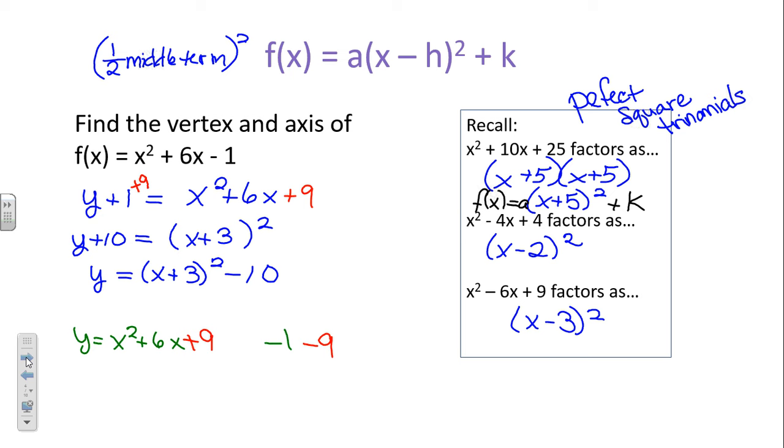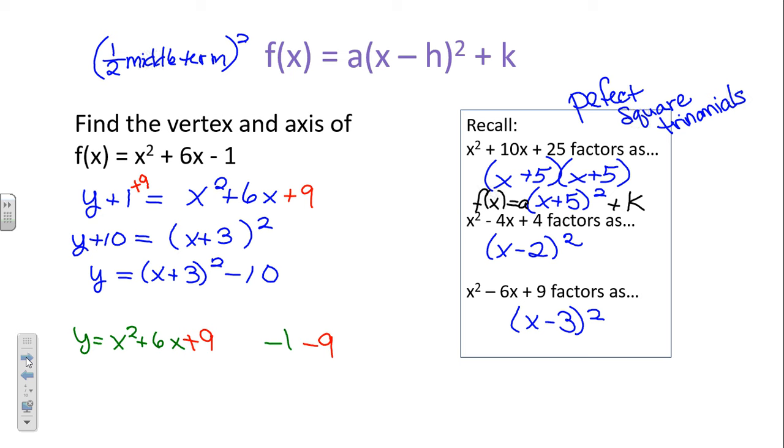Does that make sense? Okay, so you choose whether you bring your constant to the one side and add to both sides, or if you keep everything on one side, but make sure that you balance it by subtracting whatever you add or adding whatever you subtract. Does that make sense? You get the same result either way. You just decide which one works better for you. Okay, so we found it in standard form, vertex form.